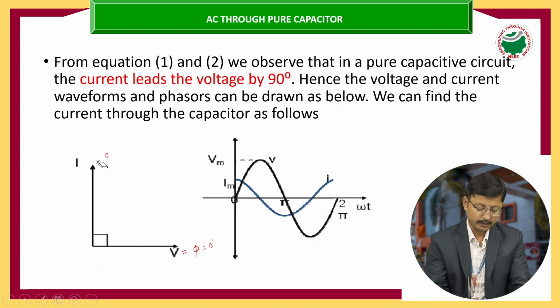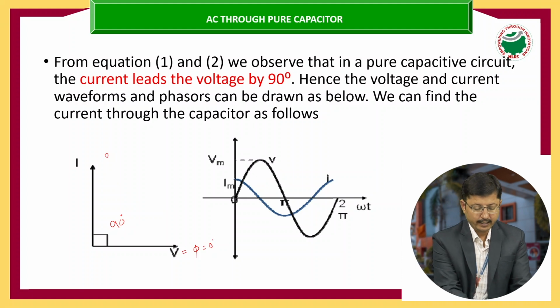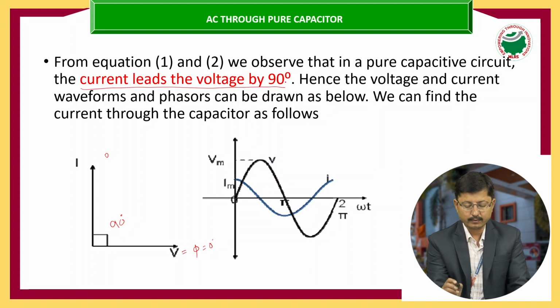So that means here current leads the voltage. In an inductor, current lags the voltage, but in a capacitor, current leads the voltage at an angle of 90 degrees. This is only for the pure cases, pure capacitor and pure inductor. So whatever the current is there, that leads the voltage at an angle of 90 degrees.